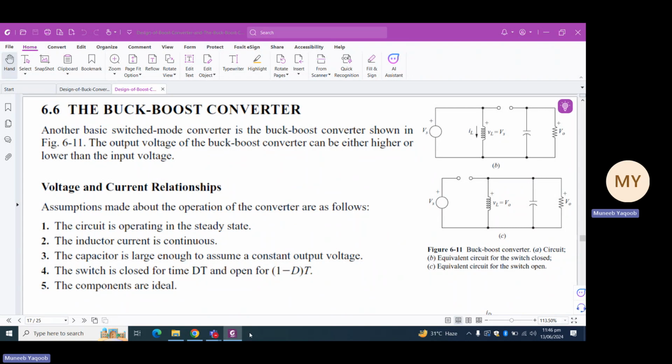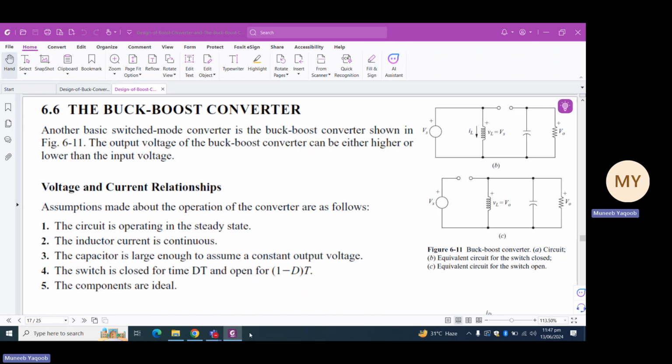Dear students, today we will learn the buck boost converter. As the name indicates, it is a DC-DC converter or a switch mode converter that can perform both tasks. That is, it can convert a higher DC voltage to a lower DC voltage, or it can convert a lower DC voltage to a higher DC voltage.